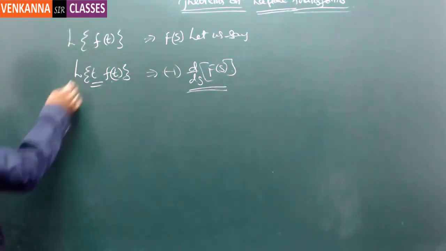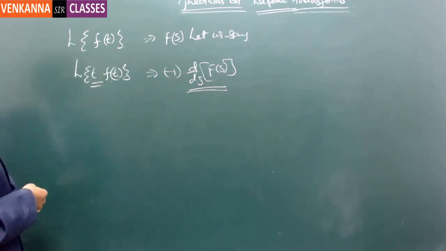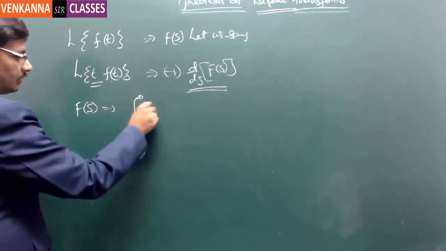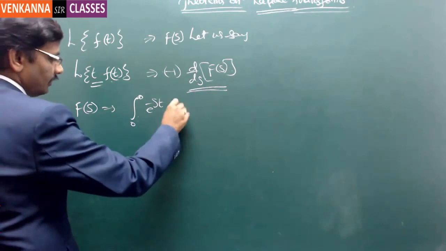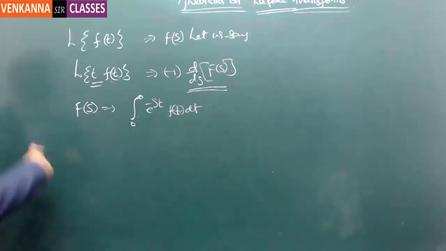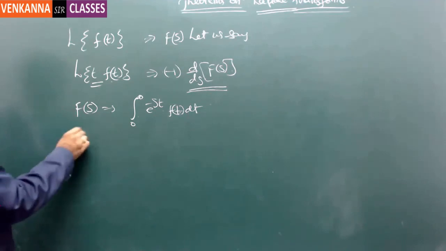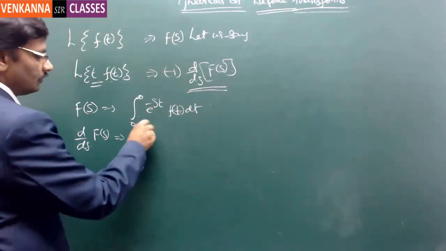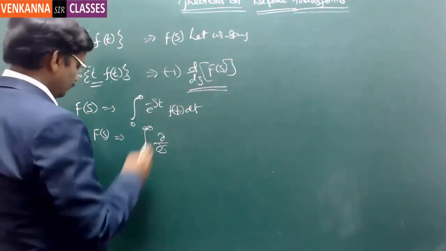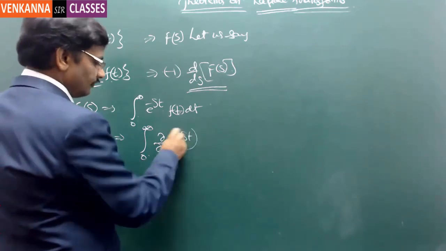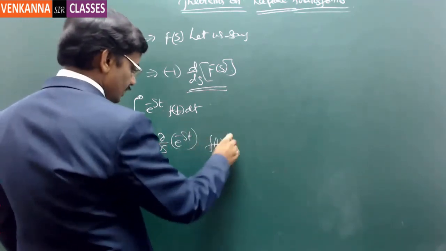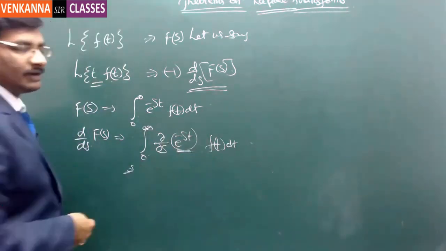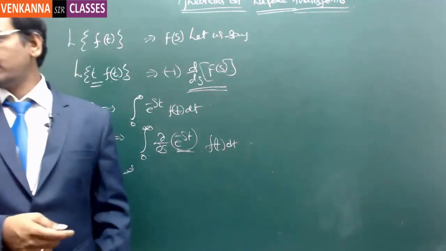You know the Laplace transform of f of t is nothing but f of s. So f of s is equal to integral 0 to infinity e power minus st into f of t into dt. Now if you take the derivative with respect to s, then d by ds of f of s is integral 0 to infinity dou by dou s of e power minus st into f of t dt. Since f of t is not a function of s, it is treated as constant when differentiating with respect to s, right?